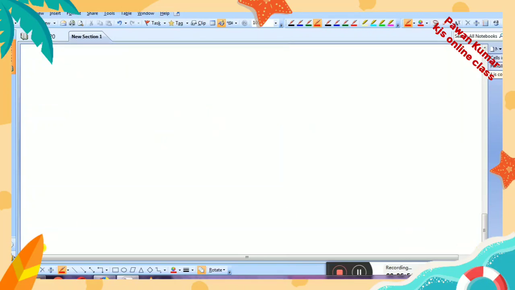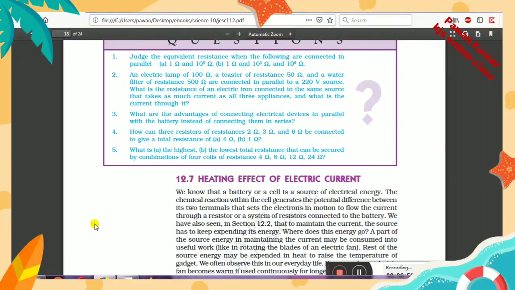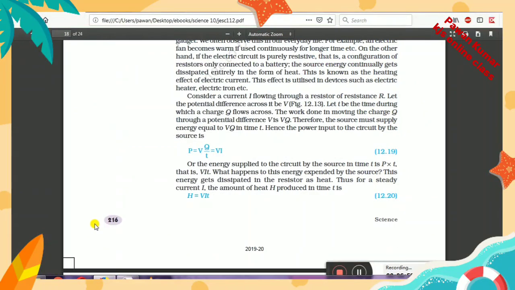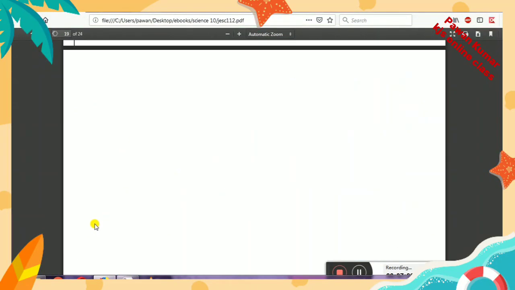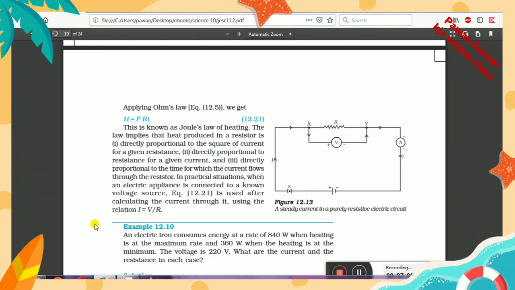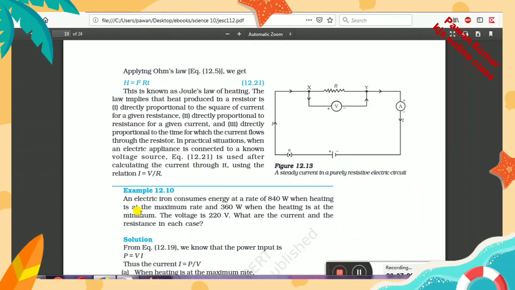Okay children, so let us move to your book. You can see here a few steps. Then you see here it is written H is equal to I square RT. It is called Joule's law of heating, in which you can see heat is directly proportional to the square of current, directly proportional to the resistance for a given current, and directly proportional to the time. So it depends on three factors.